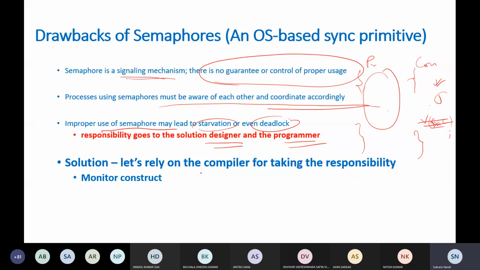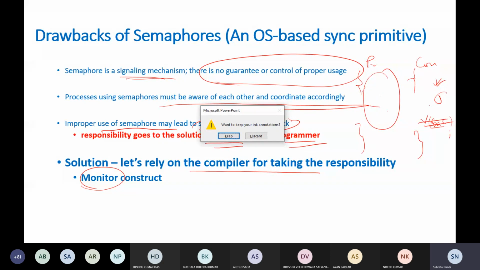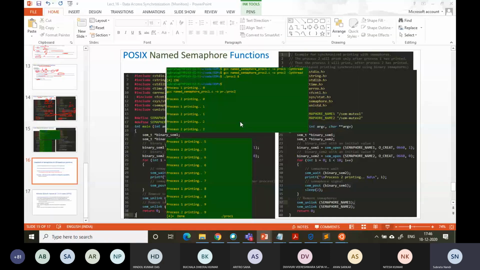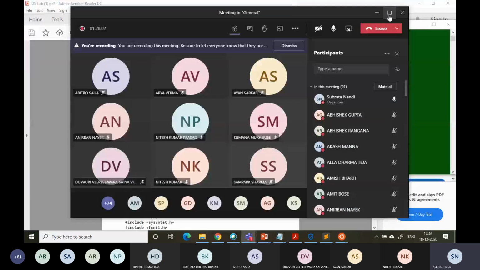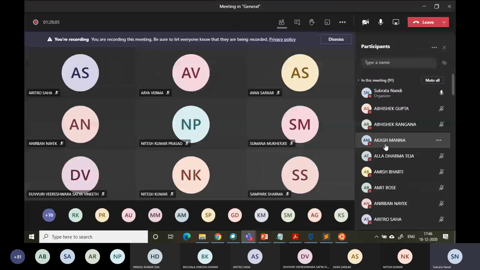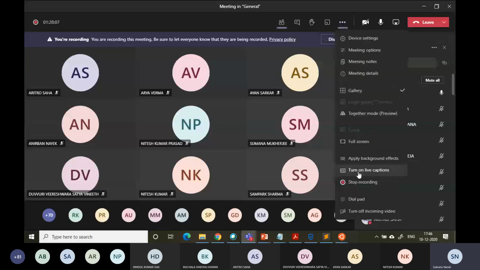So the solution is we should rely on the compiler, and the compiler should take some responsibility, and that is what is provided by the monitor construct. We'll see in the next class how the use of monitors helps us to facilitate getting some solutions. Okay, so that is the end of the semaphores.